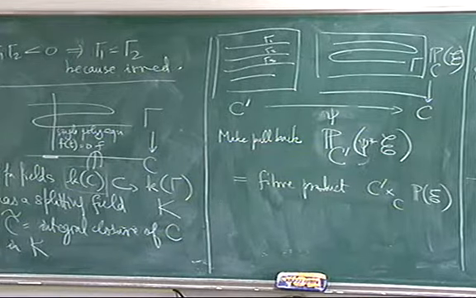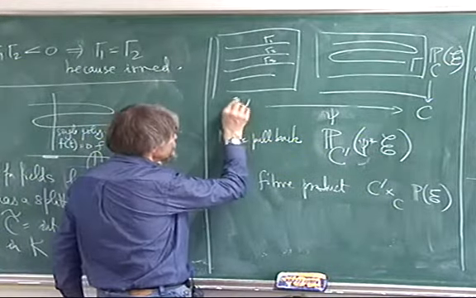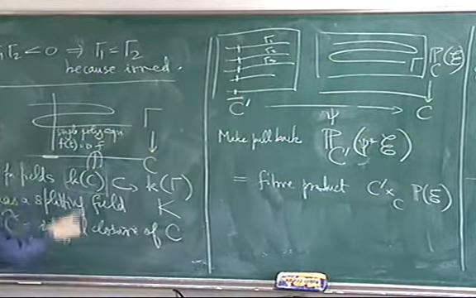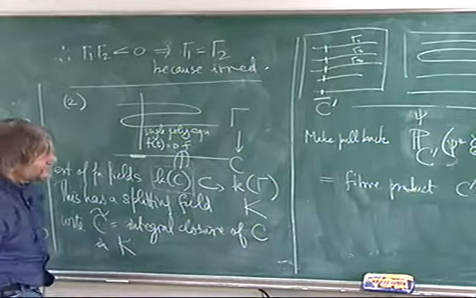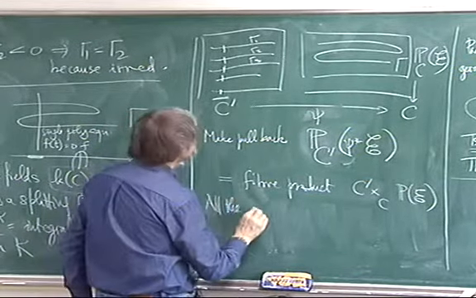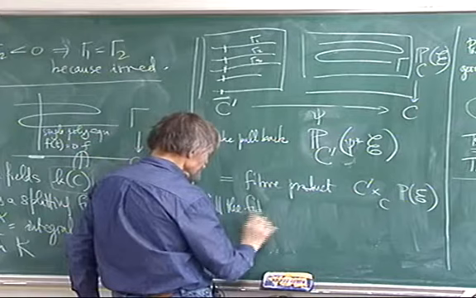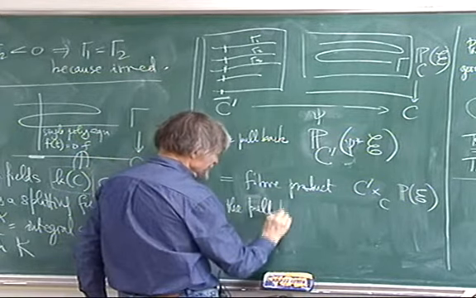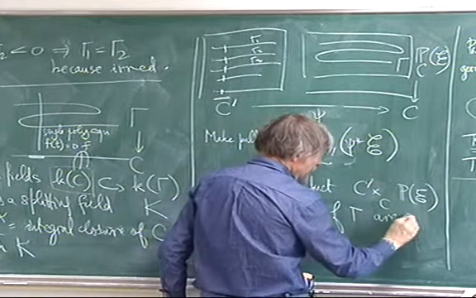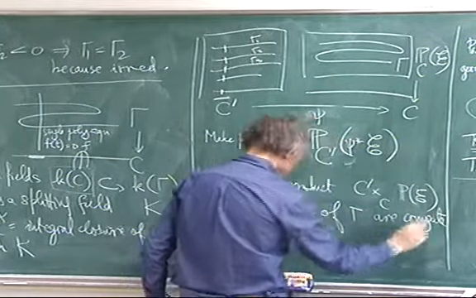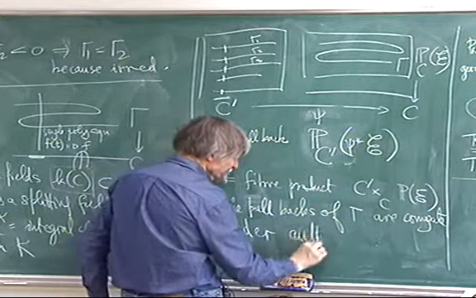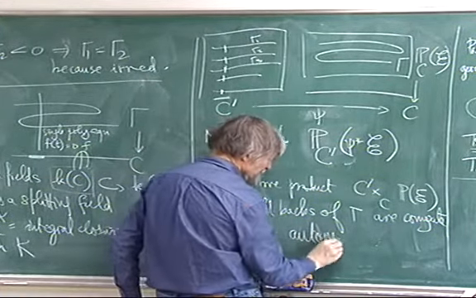And so now if I go to the generic point of C primed, this polynomial f has now split into different roots. So the point is that all the fibers, all the pullbacks of gamma, are conjugate under automorphisms.